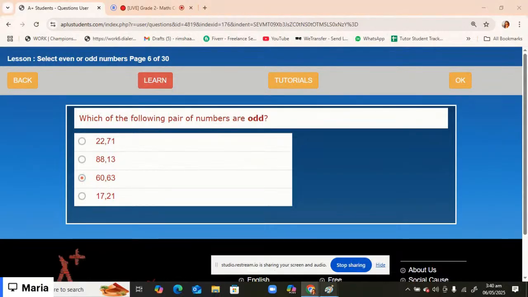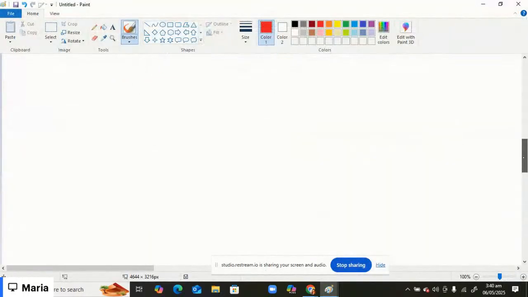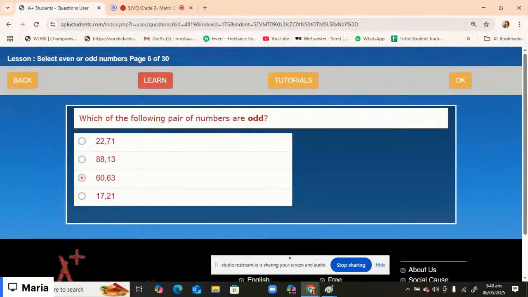60 and 63. Let's see. 0 in the end, it means that this is even. 3 in the end, it means that this is odd. Again, 1 is even, 1 is odd. But here the question is that both are odd numbers.